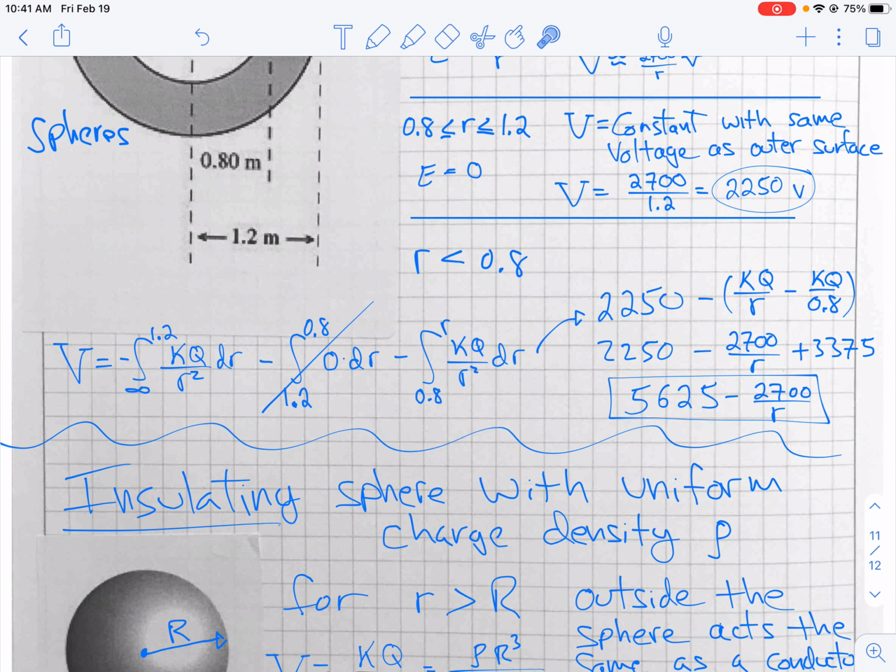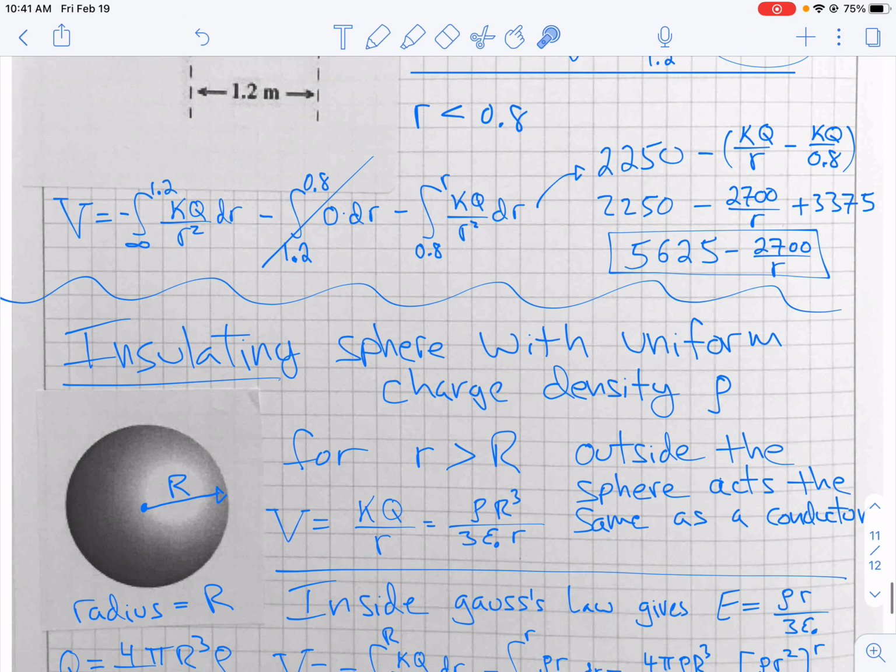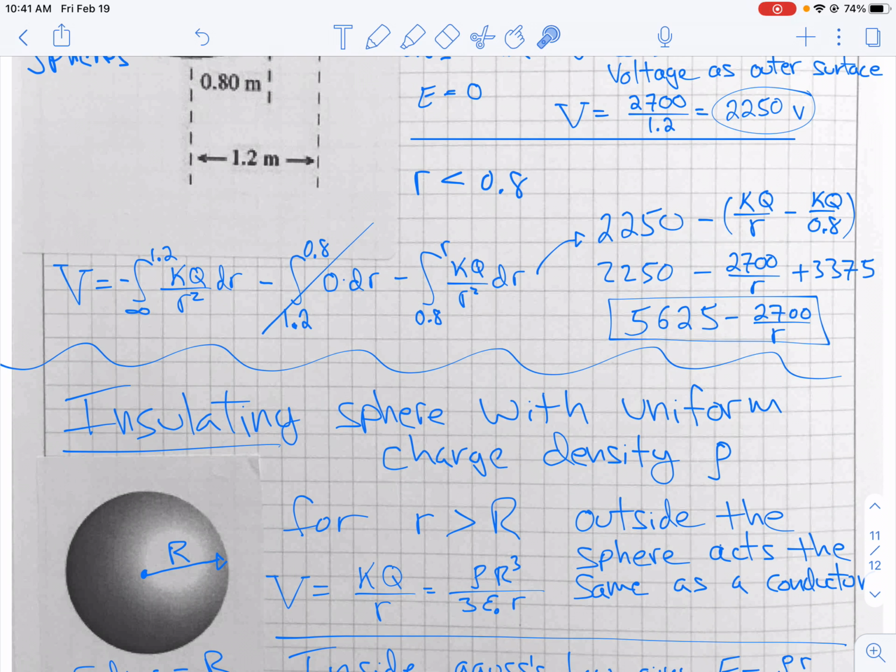Our last example, I think, is an insulating sphere with uniform charge density rho. When you're outside of here, the sphere acts the same as a conductor. It acts the same as a point charge, so our voltage is kQ over R. Q is rho times our volume. Our volume is 4/3 pi r cubed, right?